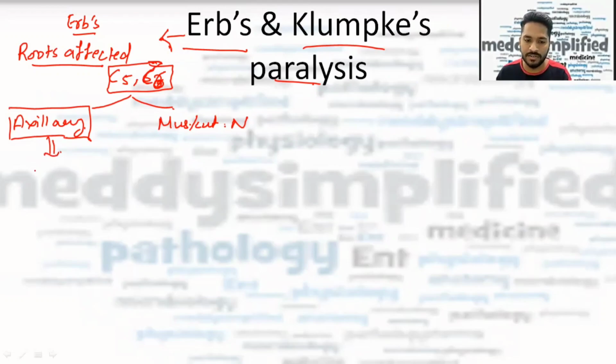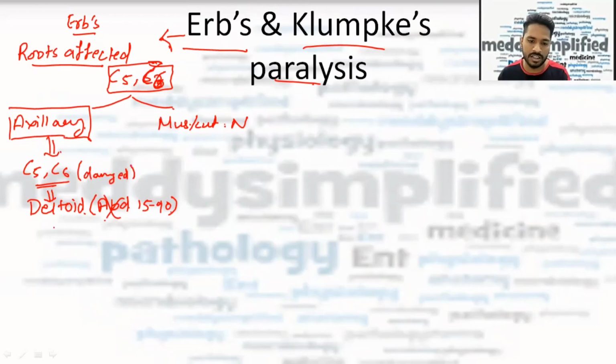Now going back to the axillary nerve. If C5 and C6 are affected, it will affect the deltoid muscle. And what did we learn about the deltoid muscle? It helps in the abduction of the arm, from 15 to 90 degrees, right? So this will not happen because it is damaged. So what will occur here? It will be adduction of the arm.